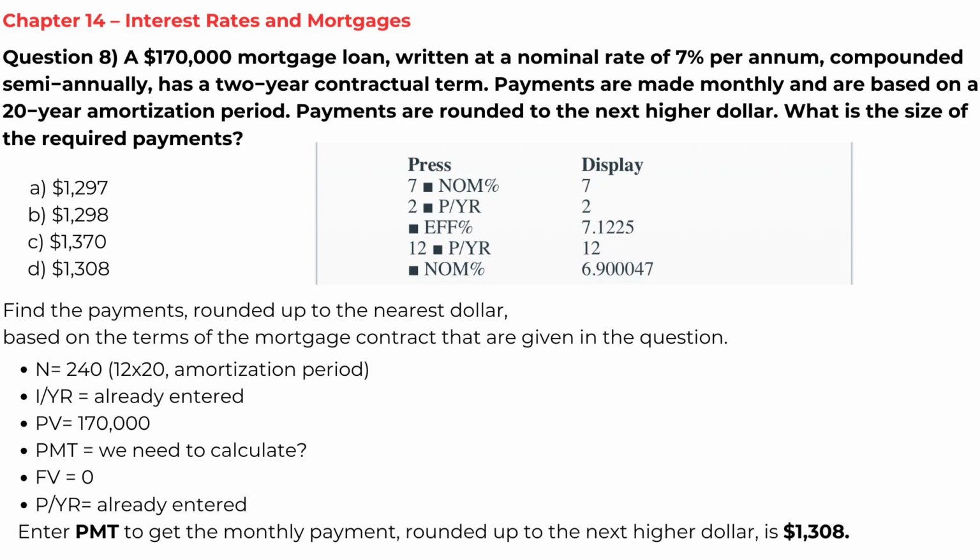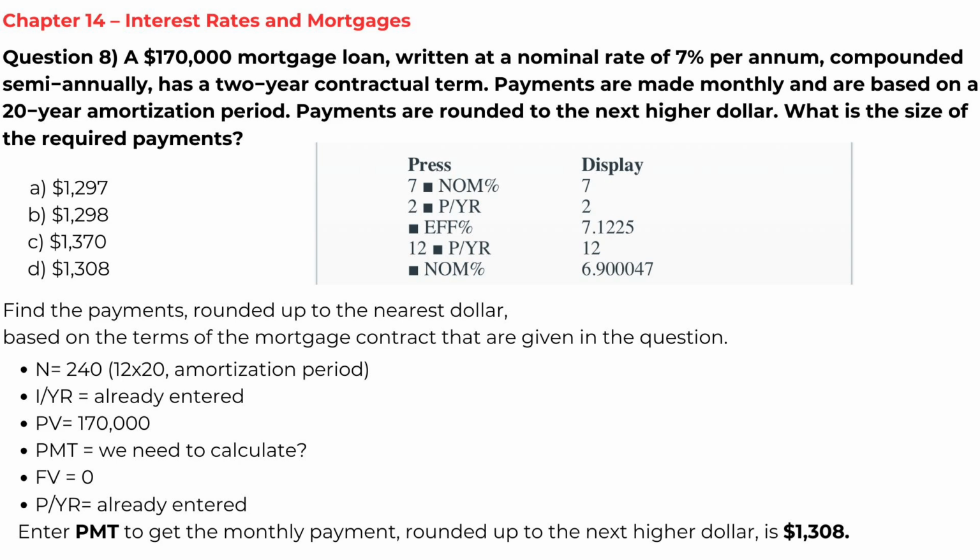Question 8. A $170,000 mortgage loan, written at a nominal rate of 7% per annum, compounded semi-annually, has a 2-year contractual term. Payments are made monthly and are based on a 20-year amortization period. Payments are rounded to the next higher dollar. What is the size of the required payments?